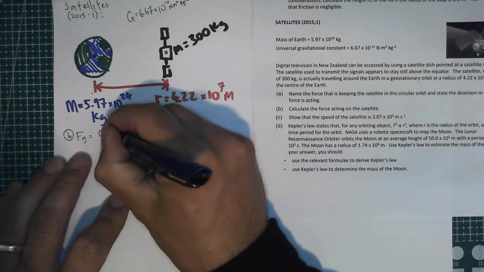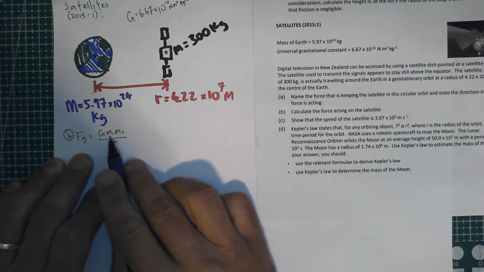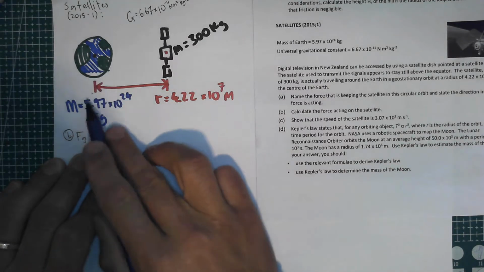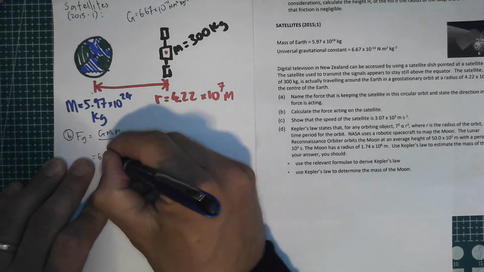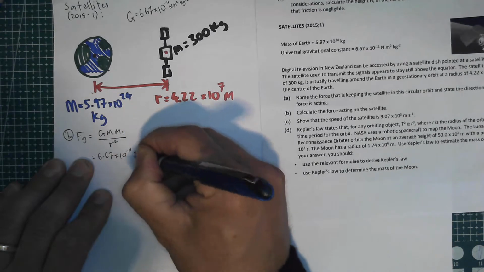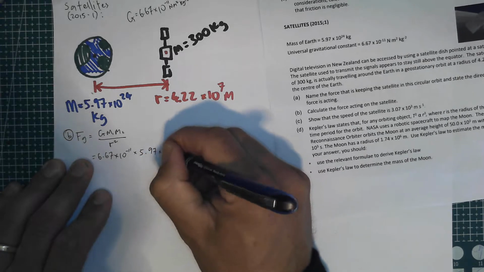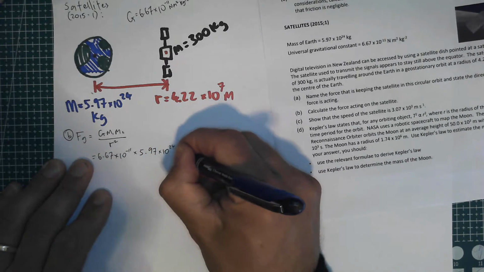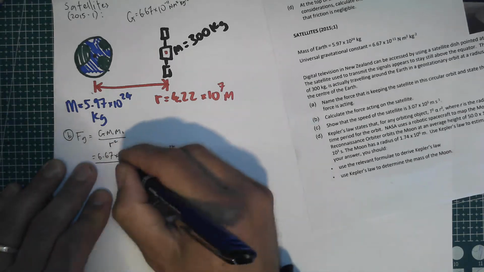G m1 m2 over r squared. Remember, you might see this sometimes with one of these m's replaced with a big M for being the large mass in the system. Cool. And then we just substitute in our values here. Luckily, we don't have to write the units because I'd be here all day writing the units for the universal gravitational constant. And then we divide all of that by the radius.